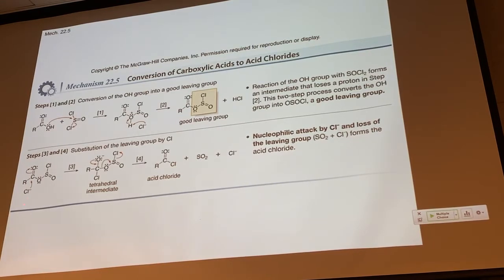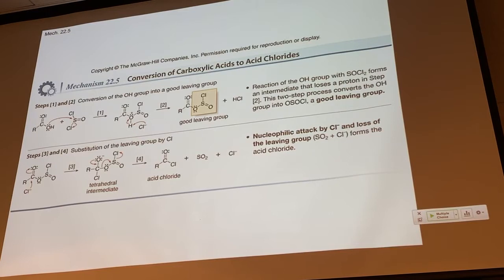And in the next step, our chloride, which is a strong nucleophile, is going to attack our carbonyl carbon, giving us a tetrahedral intermediate. Okay? This is the one step that doesn't appear in the conversion of an alcohol to an alkyl chloride because we don't have a carbonyl carbon. Okay? But once we make our tetrahedral intermediate, we can eliminate the best leaving group from that tetrahedral intermediate.